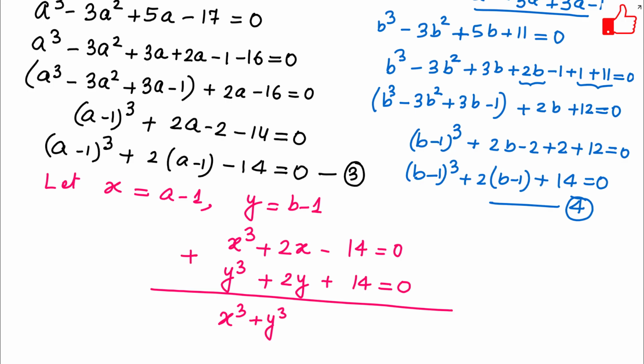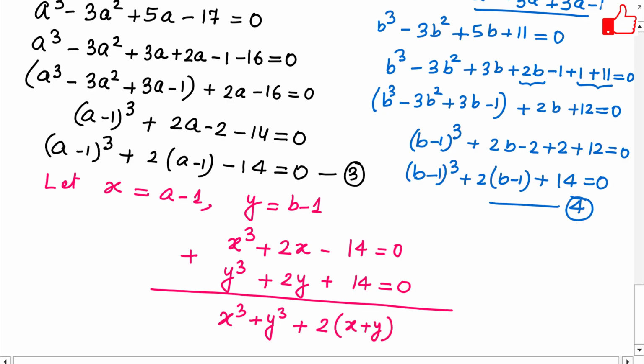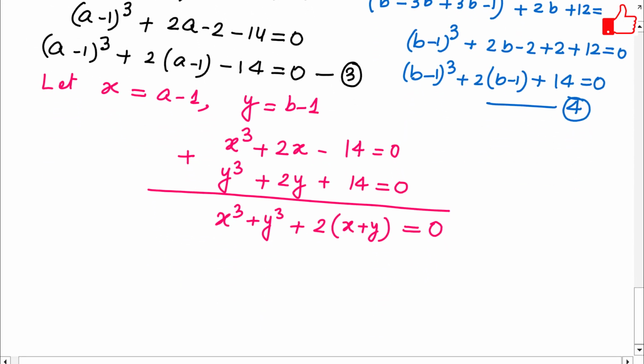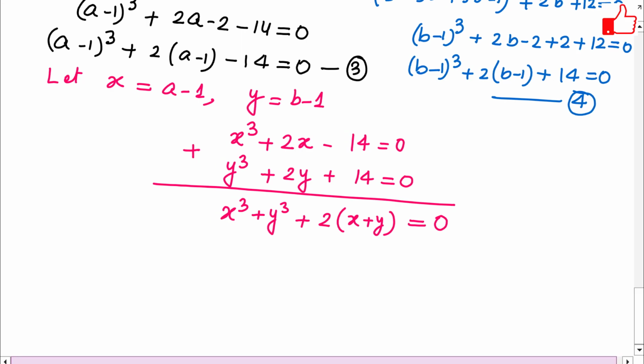So we are going to add these two equations, plus y cube plus 2x, and 2 is common. So I can write 2 times x plus y, and 14 will cancel. This is equal to 0. Now again, let us use the identities here. And the identity is x plus y whole cube.